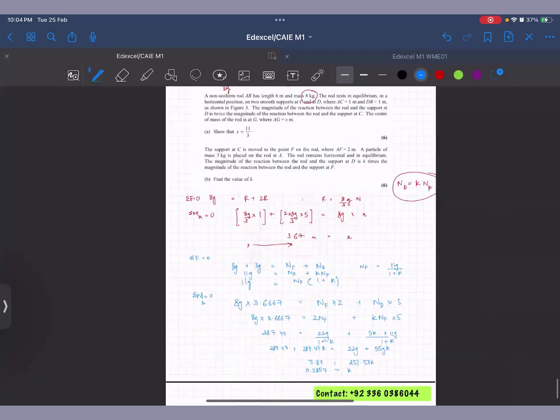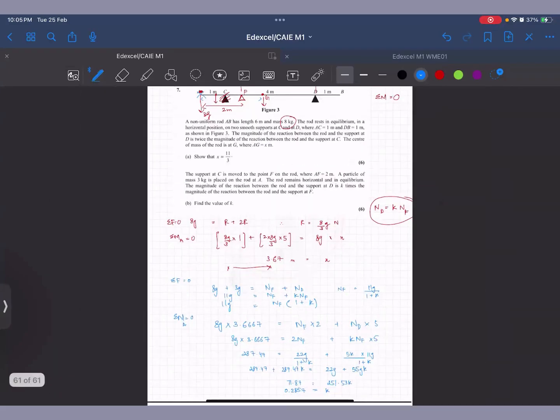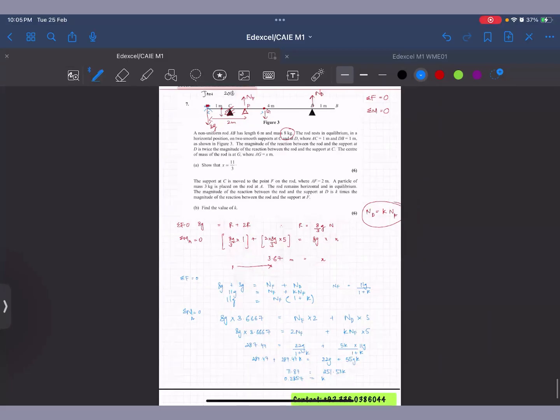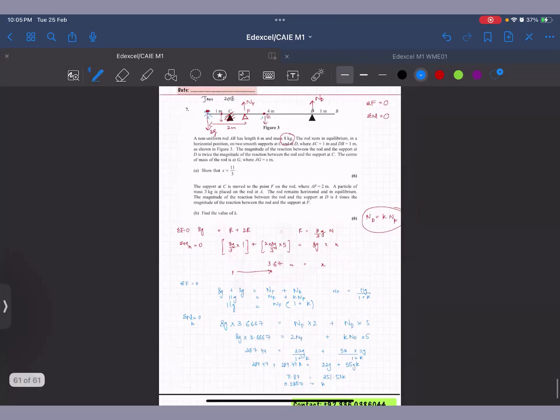Yeah. And the third part was solving them simultaneously. Otherwise, I use the same method. I form two equations using the sum of forces and the sum of moments, and the rest of it is the solution, right? Okay. Take a screenshot or ask any question.